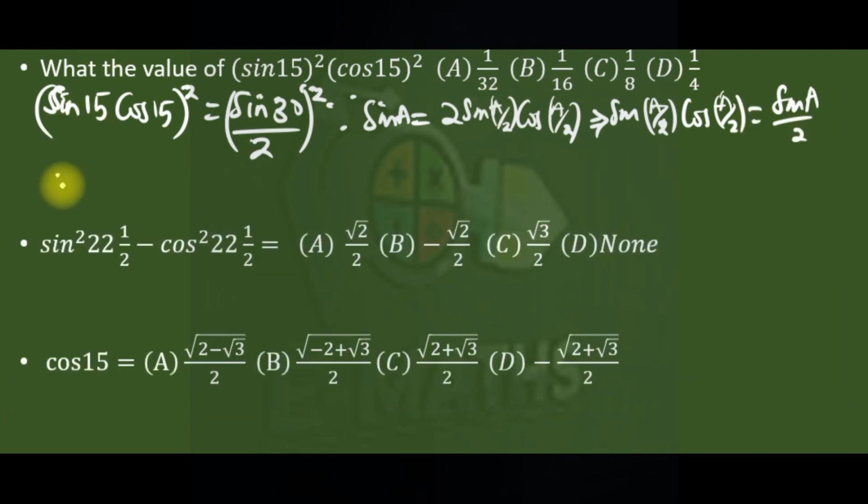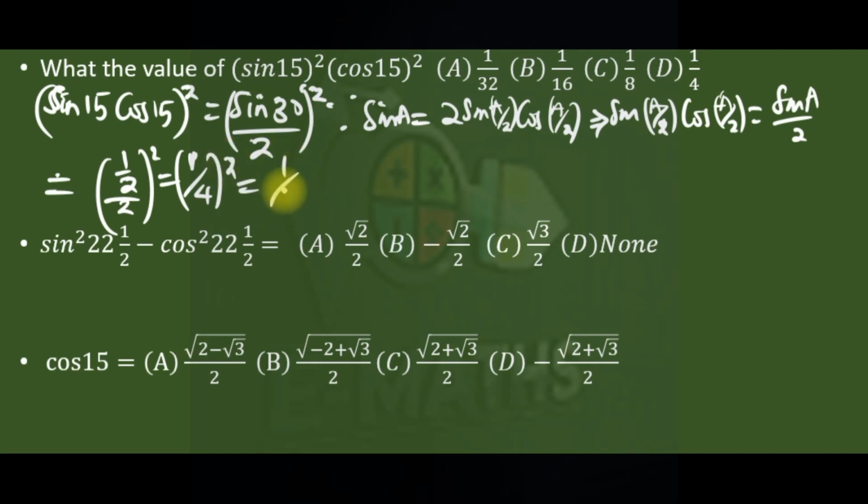So with this, therefore, this is now sine 30, which is half, over 2, all squared. This is 1 over 4 all squared, which is 1 over 16. So our answer is option B. So we don't need a calculator for that.